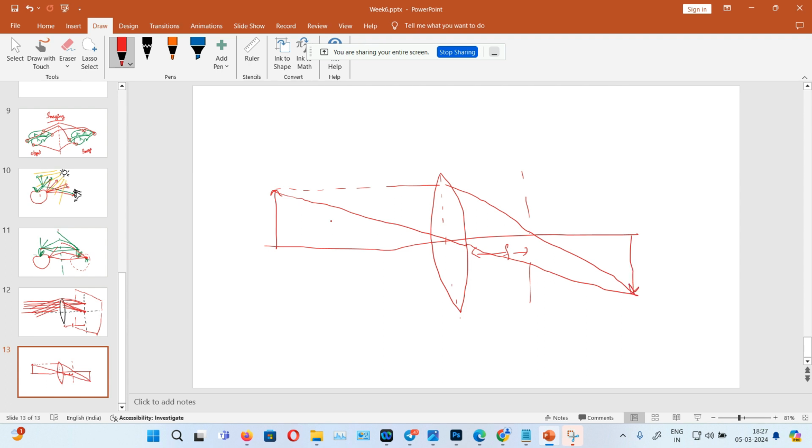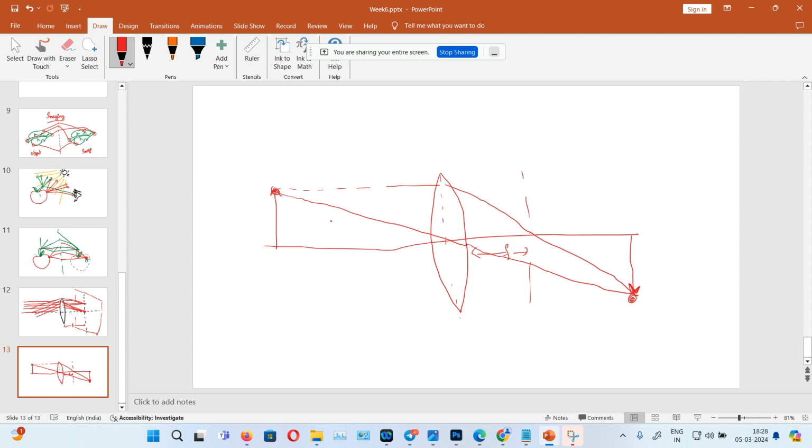Correspondingly, I can get an image here. I am considering that two rays are coming here from different paths, but eventually they reach the same point and get focused. So corresponding to this point, there is a point here, and at that point there will be the image of that particular point.